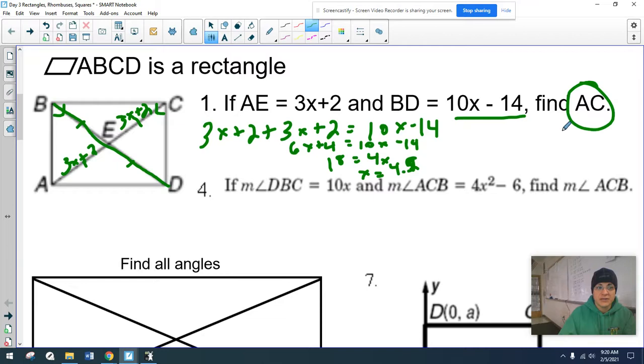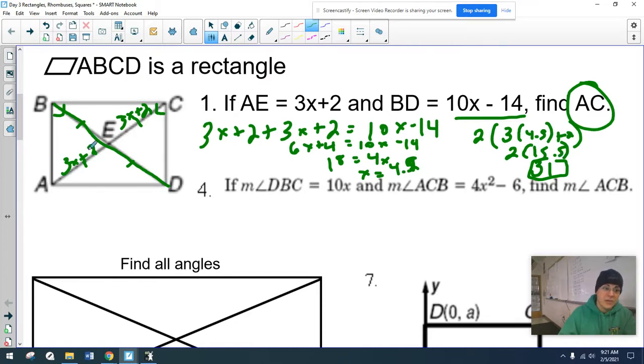Always look and see what it asks for. So it wants AC, which means I'd have to plug in the 4.5 right there. So we can do 2 of them, or you can just plug them in and add them together. So it's just going to be like this. So 3 times 4.5 is going to give you 13.5, plus the 2 to get 15.5, times 2, and that's going to give you 31.